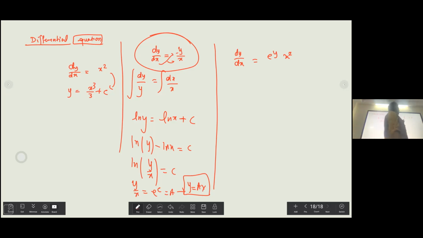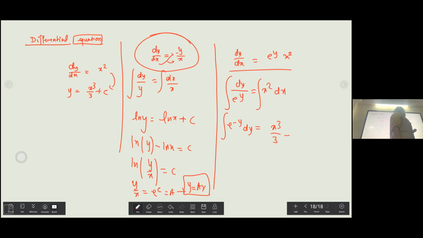Our next part is dy by dx is e to the power y times x squared. Here also you separate the variables: dy upon e raised to y is x squared times dx. You integrate both sides. First you take it as e to the power negative y dy equal to the integration of x squared, which is x cubed by 3 plus c. So the integral of e to the power negative y is e to the power negative y upon negative 1, equals x cubed by 3 plus c, and then you can solve for y with the given particular condition.